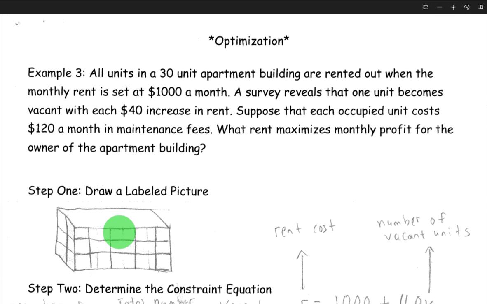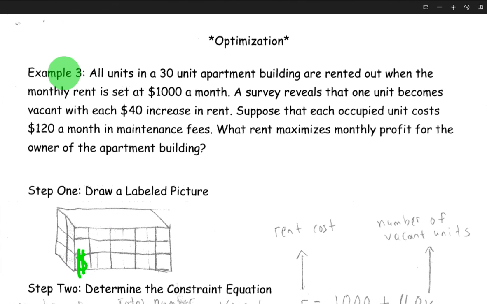So here's my picture. It's pretty much just an apartment building that has 30 units in it. There's really not much more we can draw here. We might put a money sign in one of these units because the cost of rent is going to change depending on whether you charge 1,000 or 1,040 or you keep bumping the rent up. But that's it for step 1.